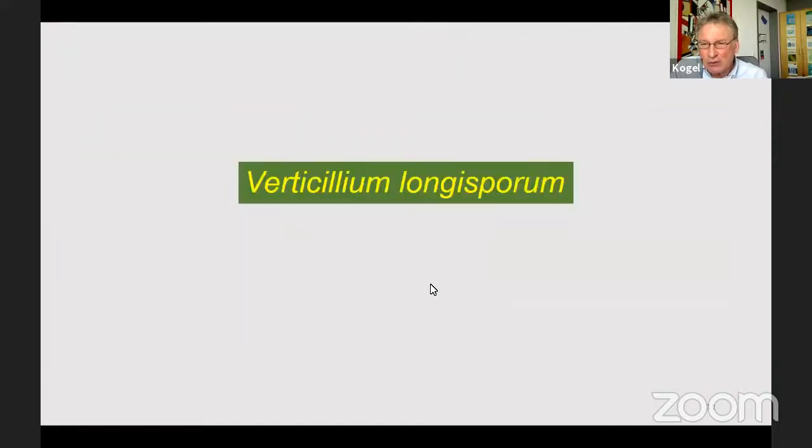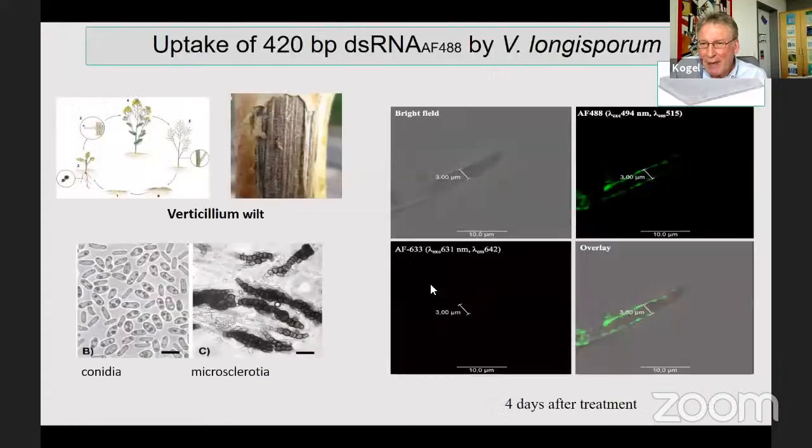So, starting with Verticillium longisporum and feeding RNA. It causes Verticillium wilt on rapeseed, for instance. I won't go into details. What you see here is when we fed 420 base pair long, fluorescently labeled double-stranded RNA, you see the uptake in the hyphae here.